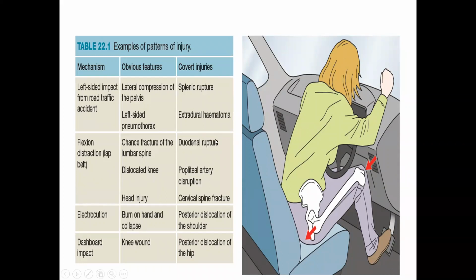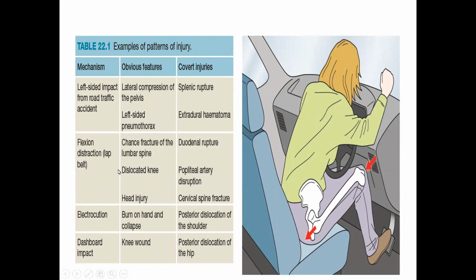Only if we bear this in mind, we'll be able to rule it out in a severely injured individual. So based on the mechanism, you should suspect some covert injuries or hidden injuries and do the appropriate investigation. If not, it will be missed easily.